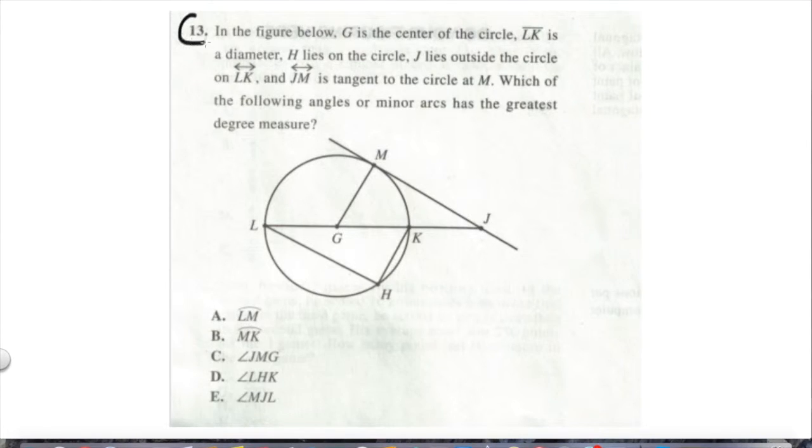Today, number 13 in this ACT test. It says in the figure below, G is the center of the circle, LK is a diameter, H lies on the circle, J lies outside the circle on LK, and JM is tangent to the circle at M. Which of the following angles or minor arcs has the greatest degree measure?